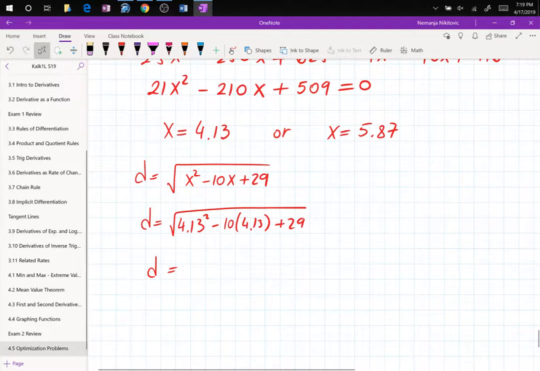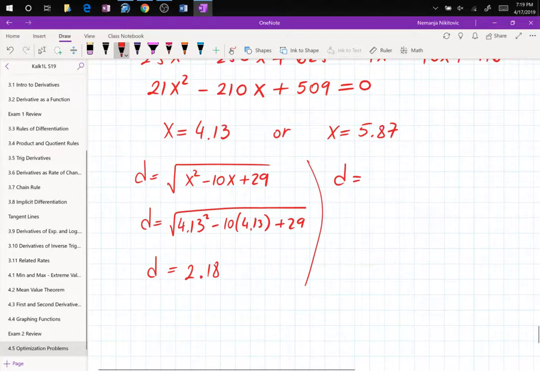4.13 squared minus 41.3 plus 29, and then square root of the answer is 2.18. Or the other case, and we'll see which one gives us lower cost. That's the minimum.